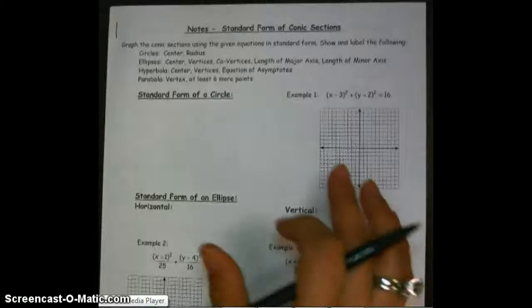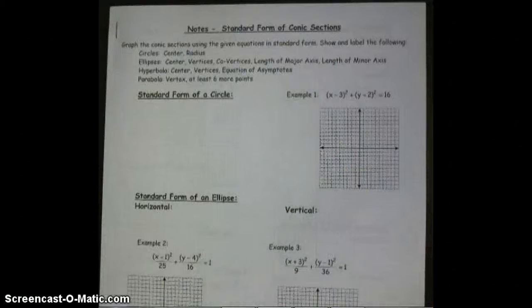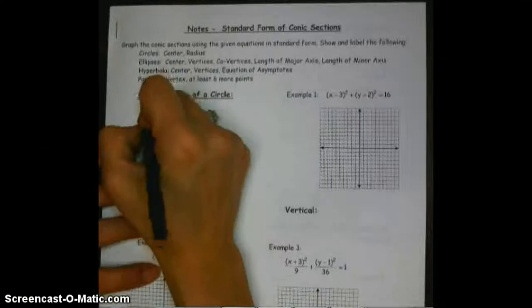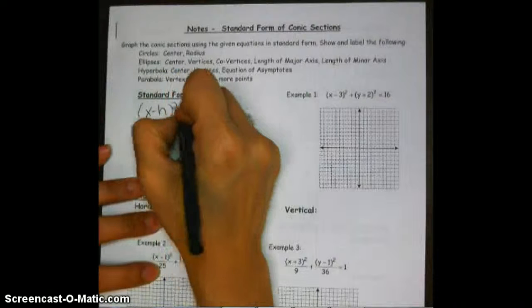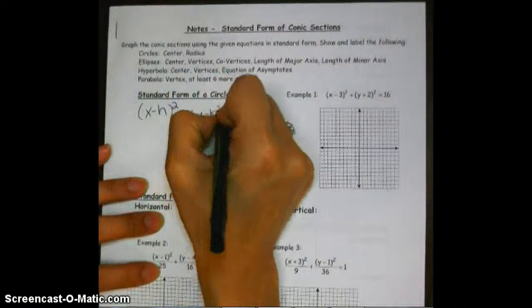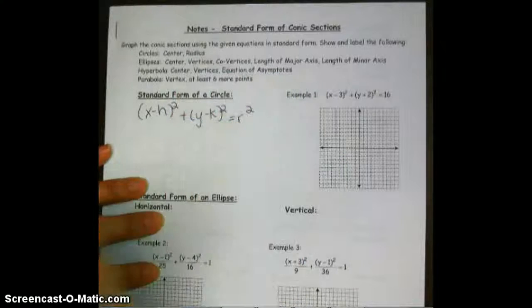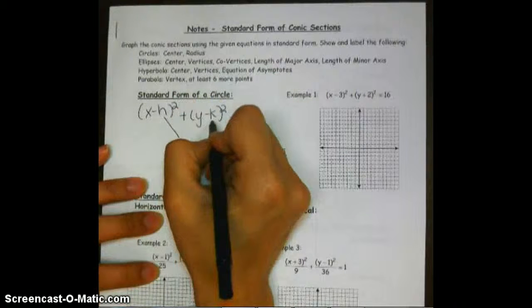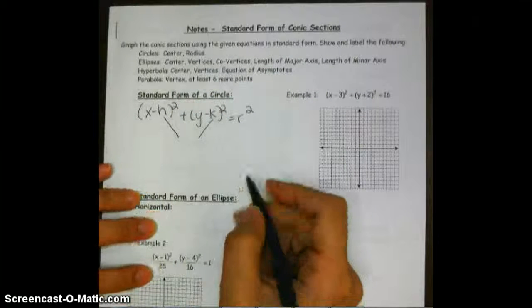All right, in today's notes, what we're going to do is learn how to graph the different conics. We're going to start with the circle because it's more familiar to you. We did it in geometry last year. So the standard form of a circle equation is going to be (x - h)² + (y - k)² = r², the radius squared. Remember, the center of your circle is going to come from the h, k values.